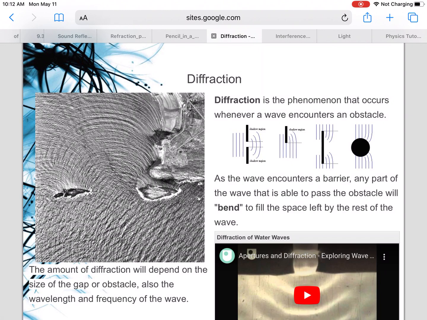So if you look at the diagrams on the right-hand side, you can see a straight wave traveling towards a slit between two barriers. And you can see how the waves bend around those two barriers. In the second image, you can see a wave bending around one corner of the barrier. And then in the third image, you see a wave bending around two corners of one barrier. And the same thing happens if you had a circular barrier.